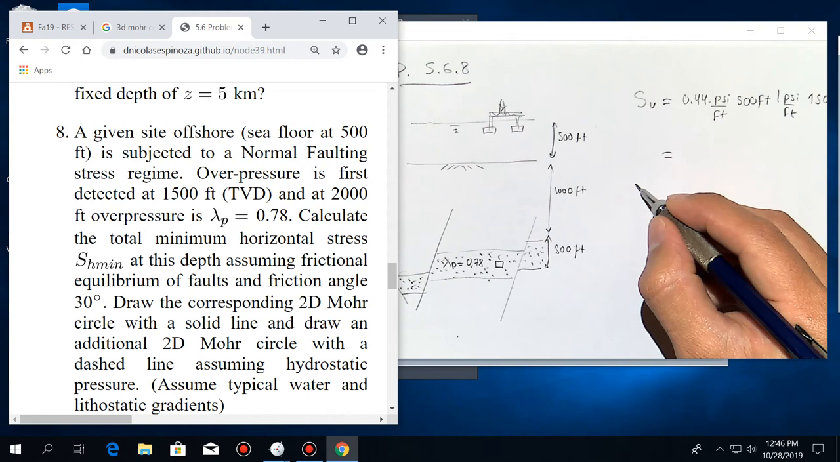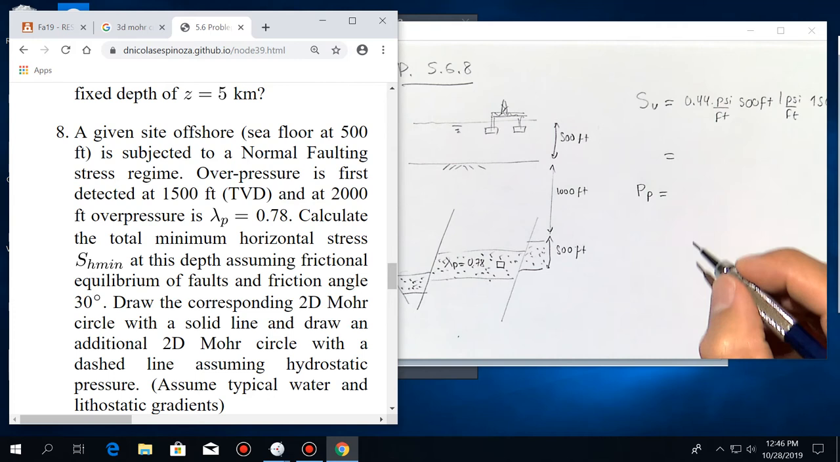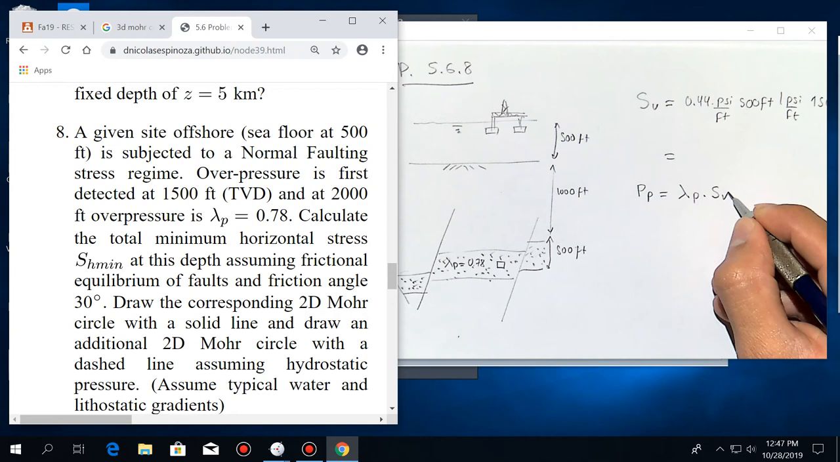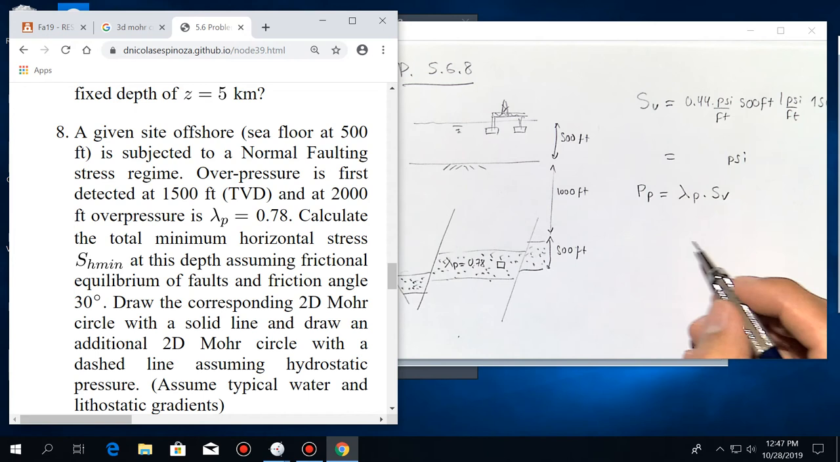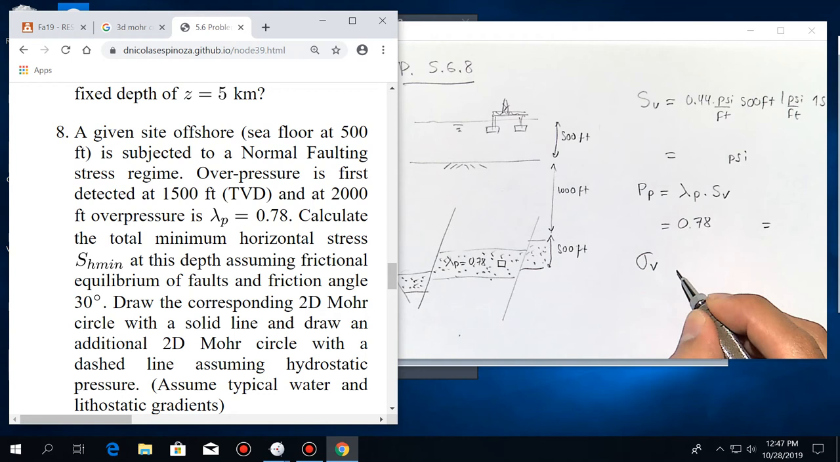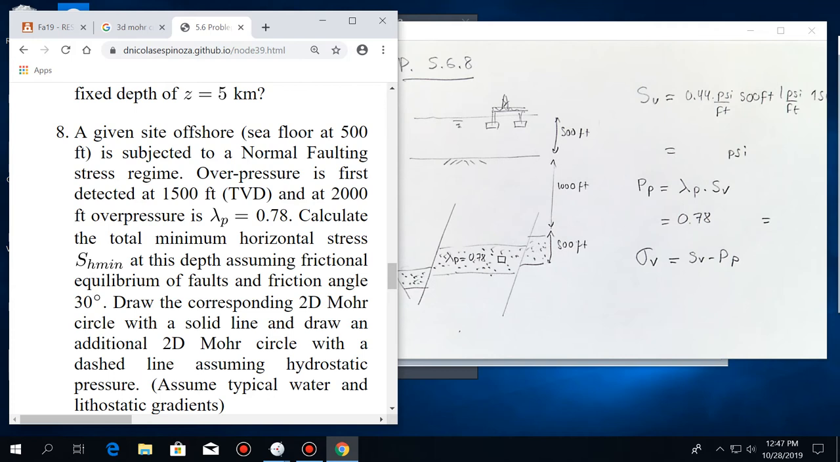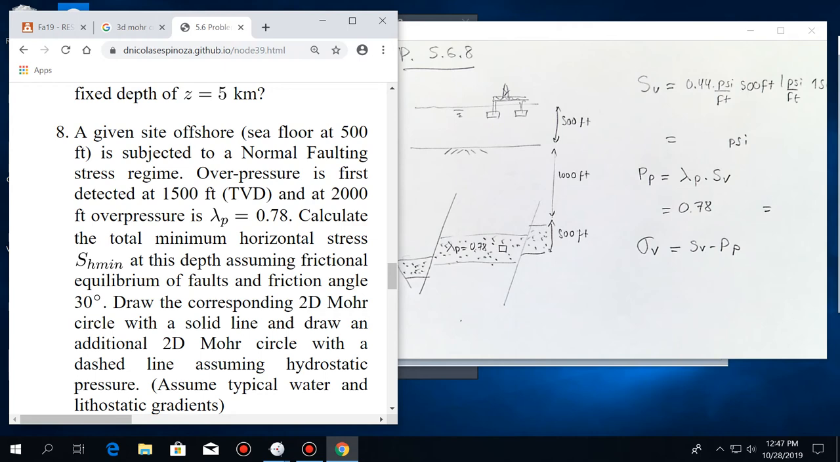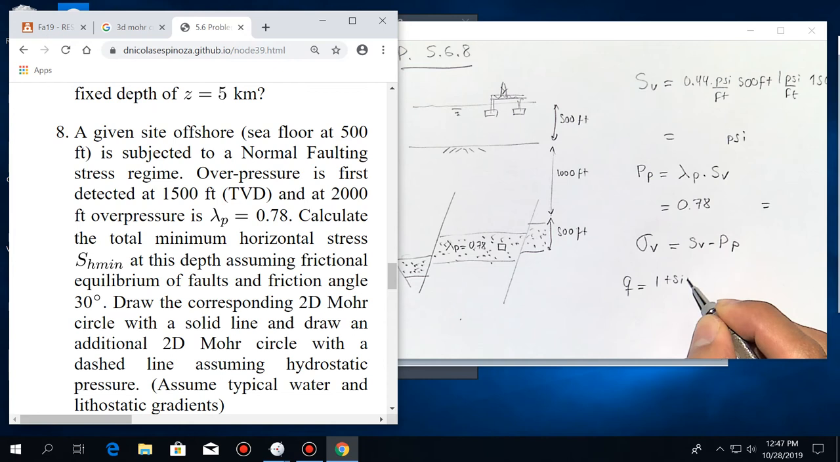And then I need pore pressure. I know what the overpressure parameter is. It's 0.78. So this is just going to be simply lambda p times the vertical stress. And I'm going to get something. And after I get that, I'm going to get a sigma v. And after I get my sigma v, I'm going to be able to calculate sigma h mean. But wait a minute. We need to know, okay, friction angle is 30 degrees, okay? So we need to know Q first. Q is not going to be 3 all the time, okay? So keep that in mind. It's going to depend on this equation.